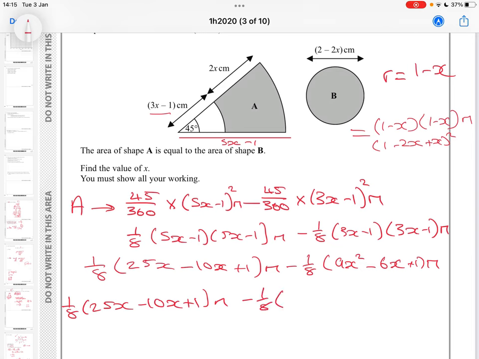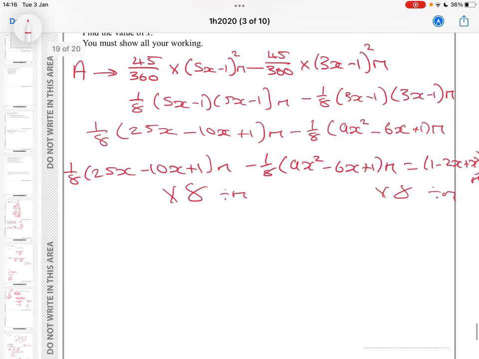pi minus 1 over 8, 9x squared minus 6x plus 1 pi, that has to equal 1 minus 2x plus x squared. Right, so because I want to get rid of that 8, I'm going to times everything by 8. Oh, and I've missed that pi at the end, sorry, pi. And I'm also going to get rid of the pi, so I'm also going to divide by pi. Can cancel all that out, makes it a bit neater.